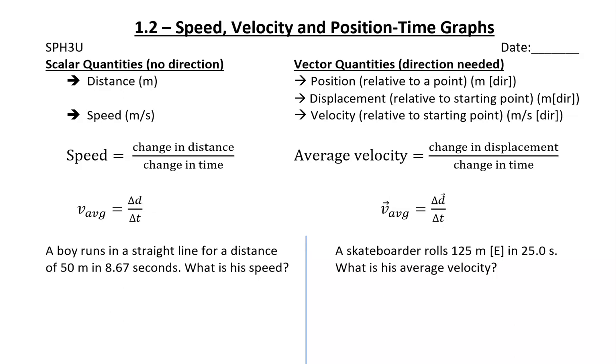This lesson on section 1.2 of our physics textbook covers speed, velocity, and position-time graphs. The first thing I want us to consider is the difference between speed and velocity, because probably to this point we've used them as the same term. Consider a racetrack, a running track, anything like that.